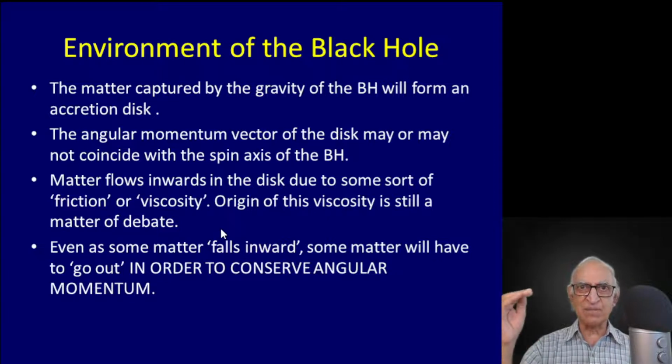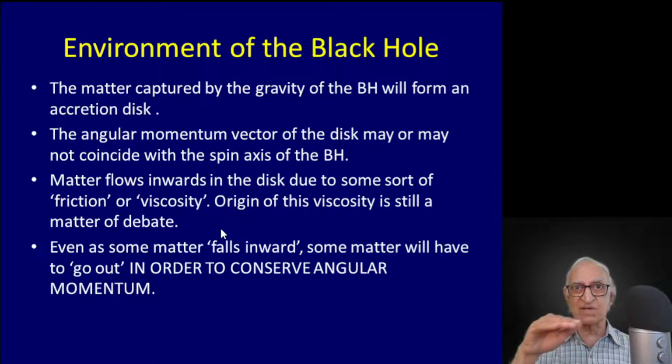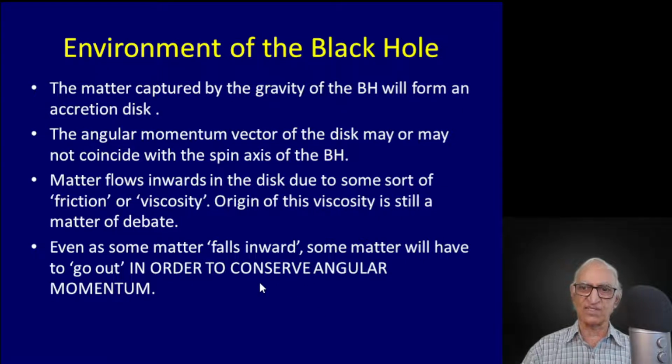Now, as the matter comes inward in this accretion disk, it will go faster and faster. Therefore, its angular momentum will increase. Now, where did this angular momentum come from? Angular momentum cannot increase on its own. But because the matter is coming inward in the accretion disk, closer to the black hole, the increase in the angular momentum must be compensated by angular momentum which is flowing out of the system. So, even as some matter falls inwards towards the black hole, some matter will have to go out away from the black hole in order to conserve angular momentum.